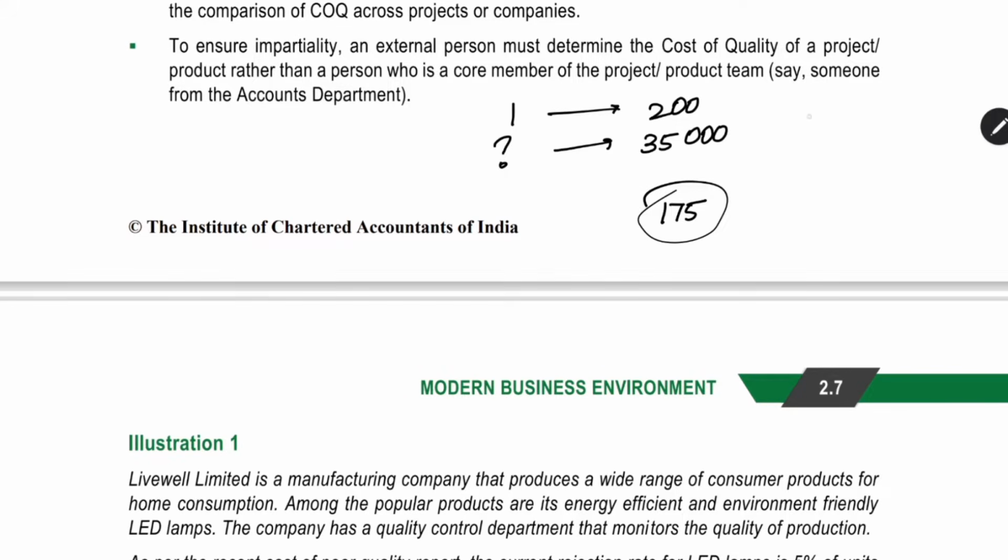What is the rejection rate for these 175 units? 175 divided by 5,000. The rejection rate is 3.5%. This is the maximum rejection rate, beyond which the proposal will give a net benefit of 0.